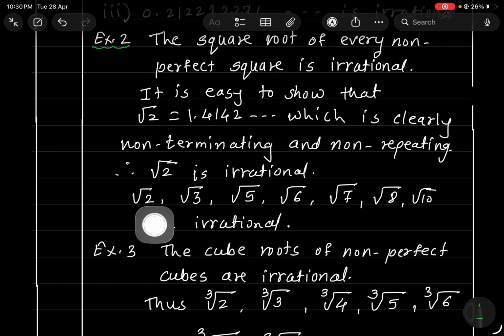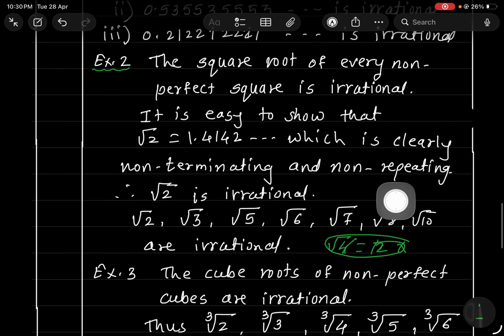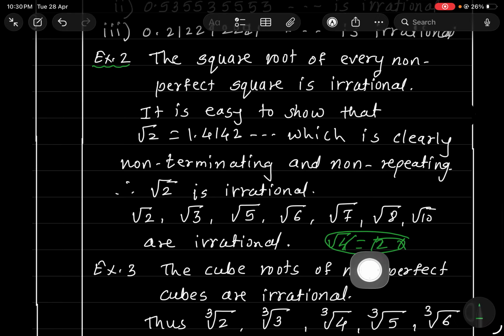In the same way, root 2, root 3, then if you take root 4, it is a perfect square, so it is not in this group. Have you understood? Okay. Then root 5, root 6, root 7, root 8, root 9. Root 9 is a perfect square, it is 3. So what we studied here is the square root of every non-perfect square. Root 4 and root 9 are perfect squares, so root 10 and such numbers are irrational numbers.